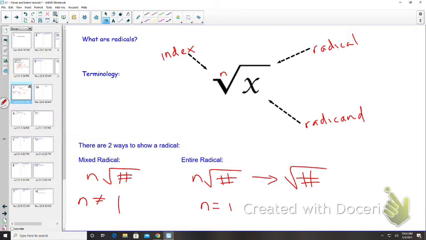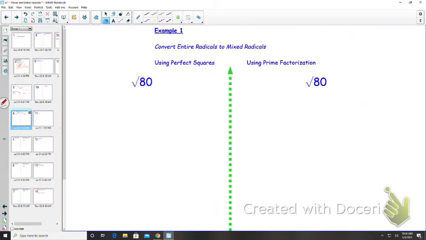Any questions about that so far? These terms are going to come into play a little bit later on, so they are kind of important. Whatever is underneath is the radicand, and whatever root we are taking, that is the index. Sweet. So let's convert entire radicals.